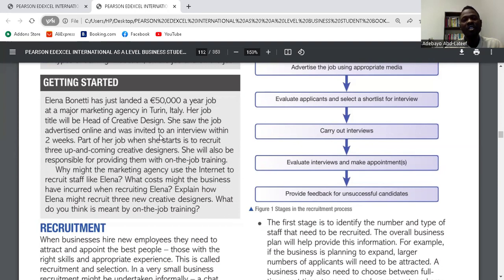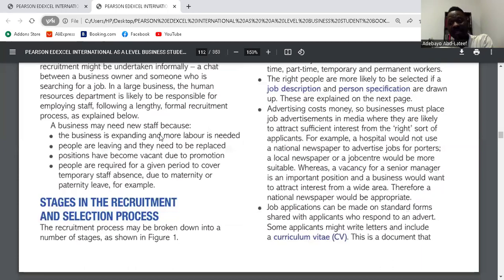As soon as they have been shortlisted for interview, the next stage is to carry out the interviews. This means that the interviewer will have to meet the interviewee, which is the applicant. As soon as the interviews are done, you have to evaluate the interviewees to see if they fit according to the requirement of the job. And as soon as that is done, you make appointments for them. You give them the job if they are qualified. Those that are not qualified, you send a message to let them understand that they did not succeed. So these are all the recruitment process. Is it clear? Yes. I explained everything anyway.